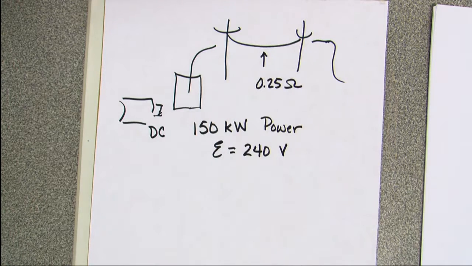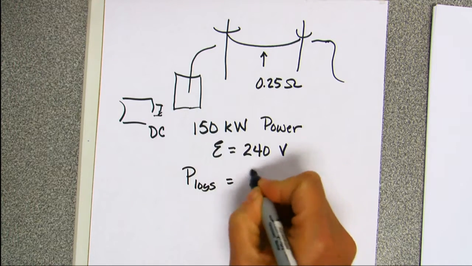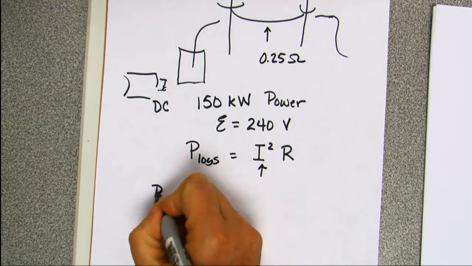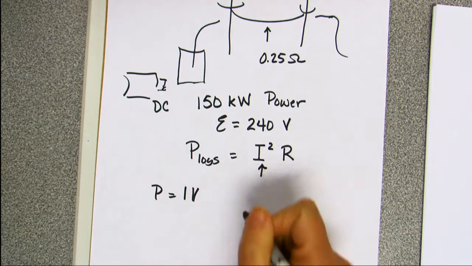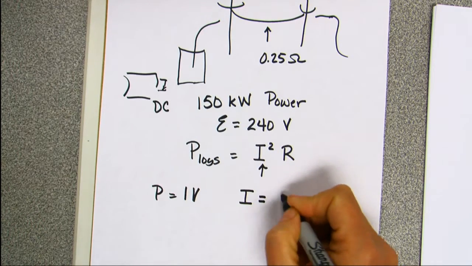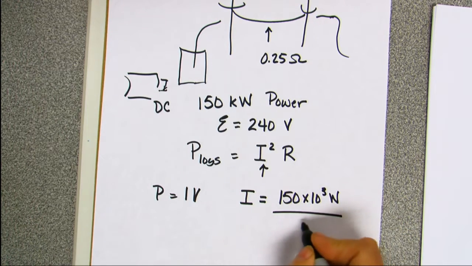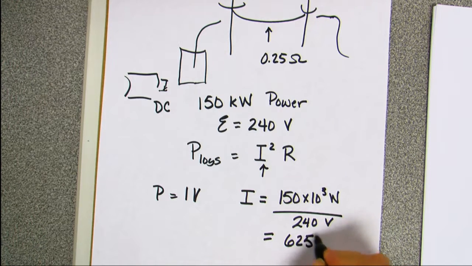I want to know what the current is in the system because we want to come up with a power loss. Okay, my power loss is going to be I squared R. So I need my current for my system. How much power am I going to lose for the transmission of this electricity? So power is going to equal IV. I've got V, I've got power, I'm going to figure out current. So current is going to be 150 times 10 to the third watts divided by 240 volts. It's going to give me 625 amps.